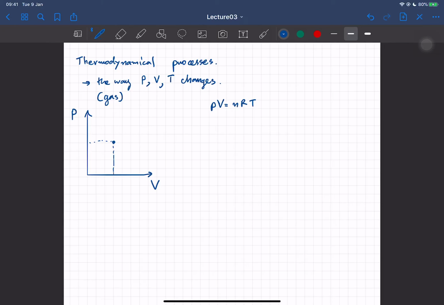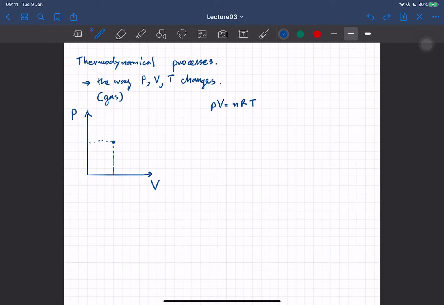All right, so we have a point in the PV diagram, and one point gives you the value of V and the value of P. So if you want to know what is the temperature here, you can use this equation to calculate. So on this diagram, you can potentially calculate the temperature of this particular point.